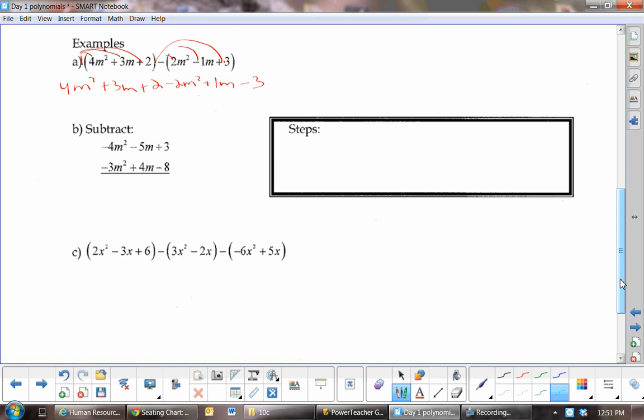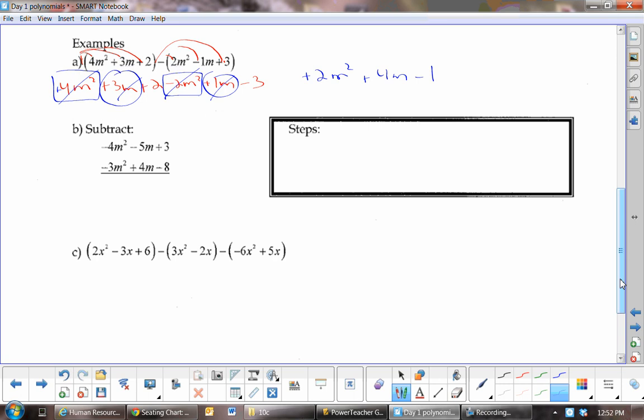Then we will do our cowboy story. So if we have a positive 4m squared and a negative 2m squared, that would be a positive cowboy with 4, negative with 2, positive cowboy with 2 bullets, and then put your m squared, and then cross them out. Next, 3m and 1m is 4m. And then you have 2, I can cross those out, positive 2 and negative 3, negative 1.